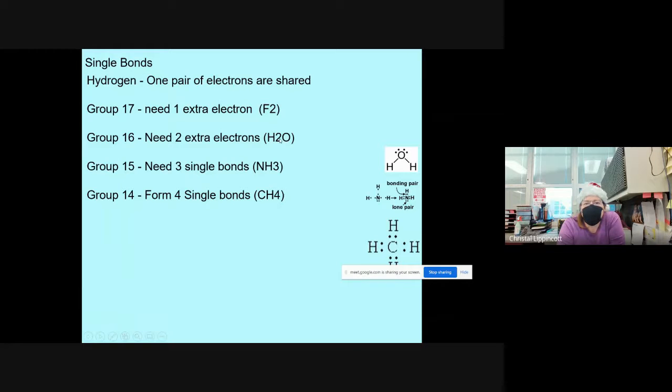Oh, these subscripts did not follow through on here. I'm sorry, guys. Hydrogen, 1 pair of electrons are shared. Group 17 needs an electron, so that would be like your F2. Group 16 would be like H2O. Group 15 would be NH3, and group 14 would be like CH4.